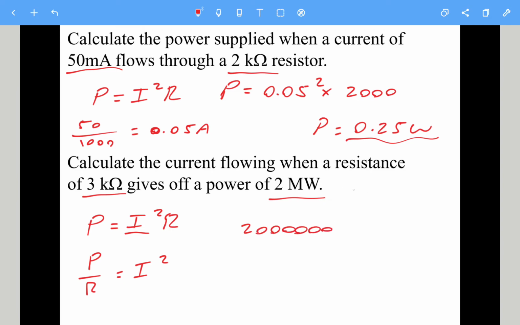If you've done standard form, and you know that you can write 2 times 10 to the 6 instead if you wish, so 2 with 6 zeros, divided by the resistance of 3 kilo ohms, which is 3000, or 3 times 10 to the 3. And then we need to square root that to give us the current. The current value is 25.8 amps. If you've written 26 amps, that's fine.